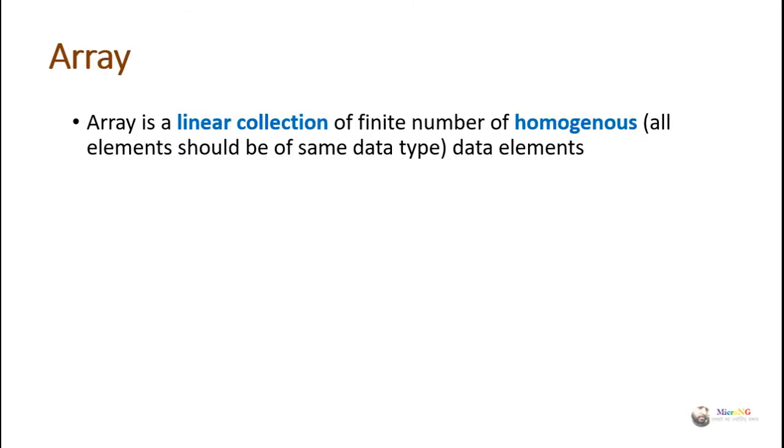Array. Array is a linear collection of finite number of homogeneous data elements. Homogeneous means all elements should be of same data type. Linear collection means there should be a linear order one after another. So array is a linear collection of finite number of homogeneous data elements.